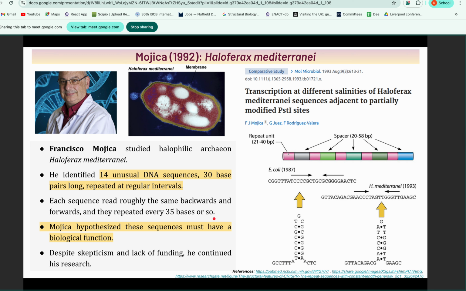This observation is the same as what Ishino mentioned: there are repeat sequences and they have spacer elements of fixed length, which is 35 base pairs. He also said that these sequences are roughly the same backward and forward, which means they are palindromic in nature. So these observations also favored what Ishino had mentioned. He hypothesized that these sequences must have some biological function. As I mentioned previously, these are the repeat units and there are spacer elements which separate them. He said it is not by chance that we observe this pattern.